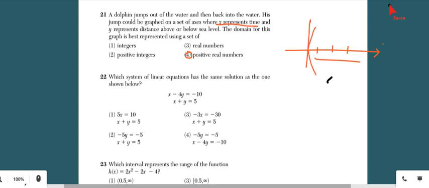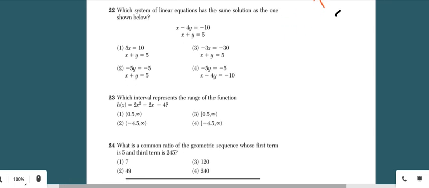In question number 22, what does it say? Which system of linear equations has the same set of solutions as shown below? So again, we have to multiply the equations by a constant number, and then find which one gives a different answer. We have to find which has the same solution.